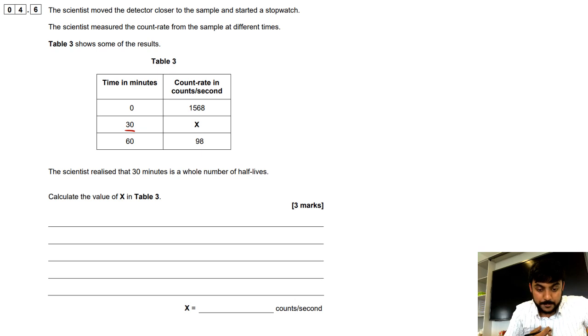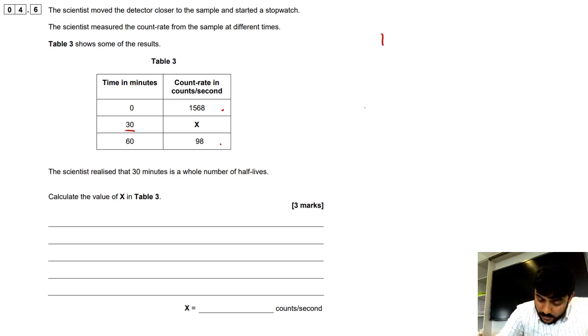That's really interesting. So 30 minutes is a whole number of half-lives. So double the 30 minutes will be double the whole number of half-lives that we've talked about. So the half-lives that it travels through between 1568 and 98 should tell us how much each half-life is. And that should be able to help us calculate what the count rate at x. I'll show you what I mean.